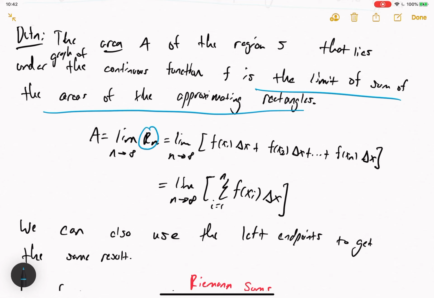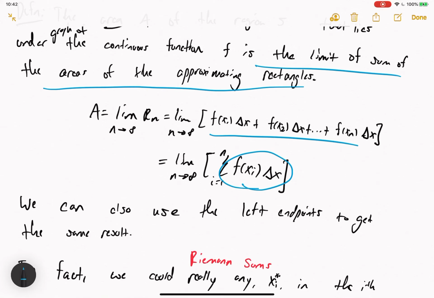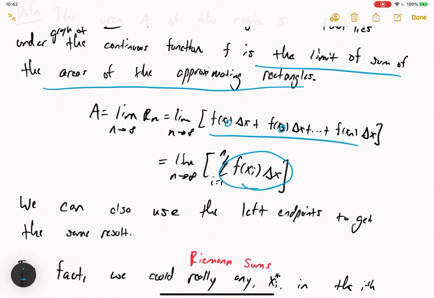So Rn is going to equal what we just had before: f of x1 times delta x, all the way up to f of xn delta x. And we write that in terms of a sum. It's going to be the sum from i equals 1 to n of f of xi delta x. And remember that this i doesn't mean anything, it's just a placeholder. If you look at x1 delta x, x2 delta x, and xn delta x, the only difference between them is this point right here. Here we have a 1, here we have a 2, and here we have an n.